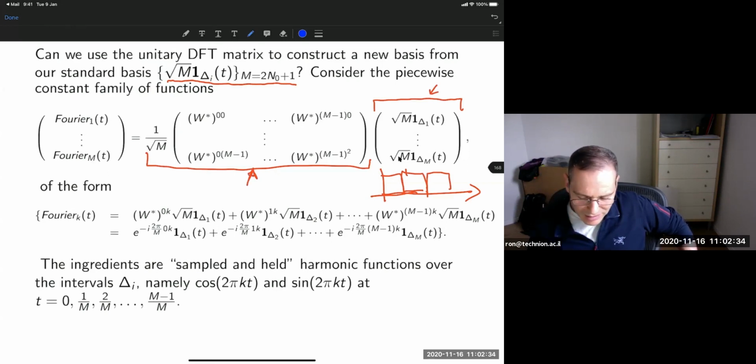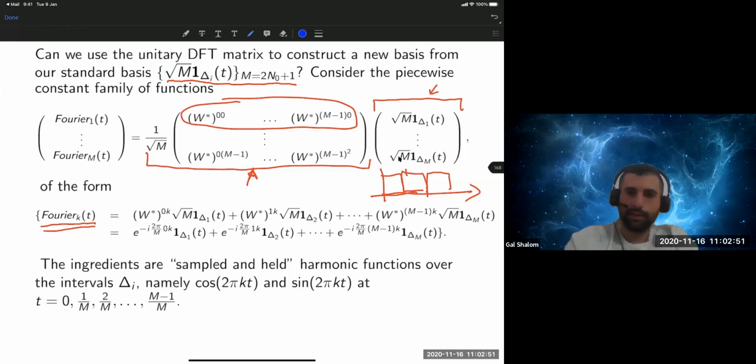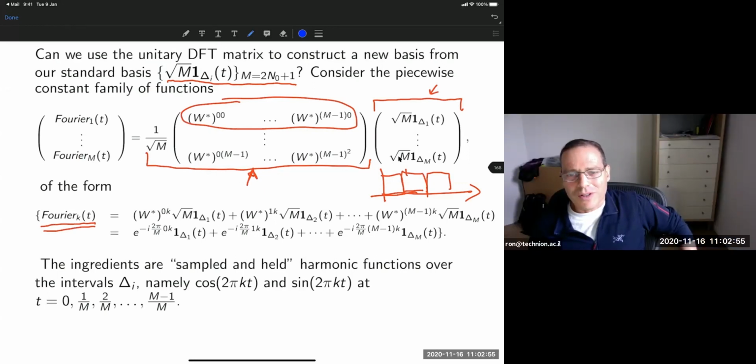So what we get is a new basis, a new set of functions, and these functions are given as such. How would the first one look? Does anyone have any idea? Look at the first row. Again? Constant, square root of m. Yeah, it would be a constant function. So the first one would be a constant.